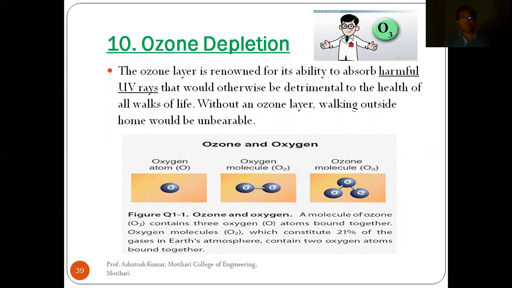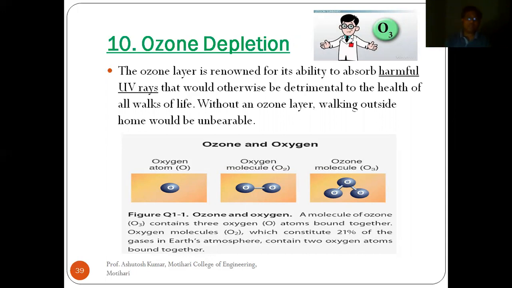Now, the last human impact on the environment is ozone depletion. As we all know, the formula of ozone is O3, oxygen is O2. The ozone layer is renowned for its ability to absorb harmful ultraviolet rays that would otherwise be detrimental to the health of all walks of life. Without an ozone layer, walking outside the home would be unbearable. The ozone layer is like an onion, which has three or four layers. Like that, in the environment also there are some layers.